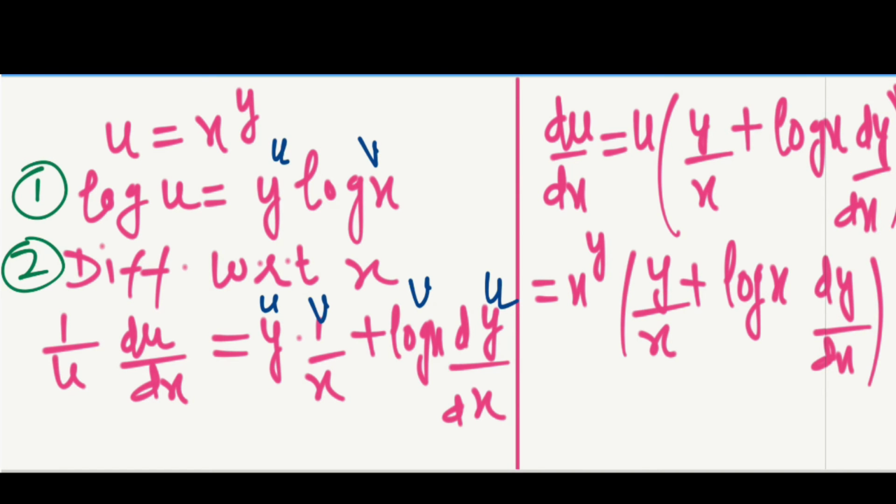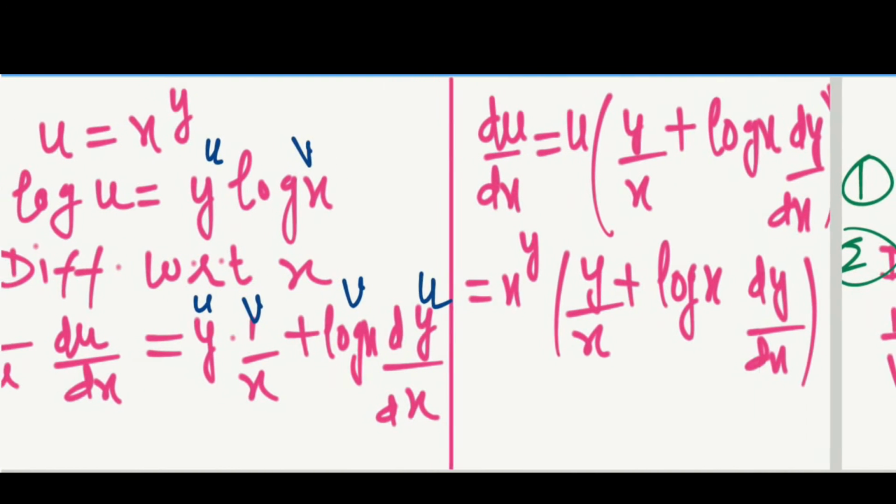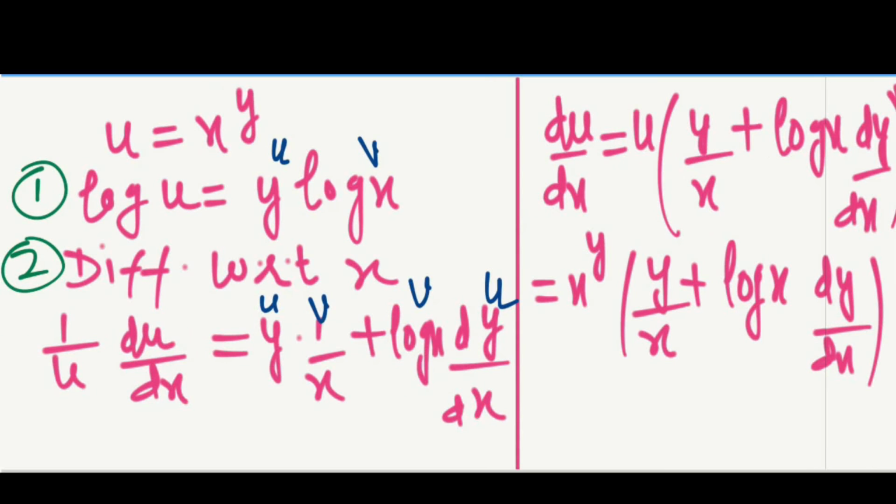So, taking u to the right side in the multiplication, we get du upon dx equal to u into y upon x plus log x into dy upon dx. Now put back the value of u, that was x raised to power y. So this is the derivative of u with respect to x, which we will substitute in the star equation.